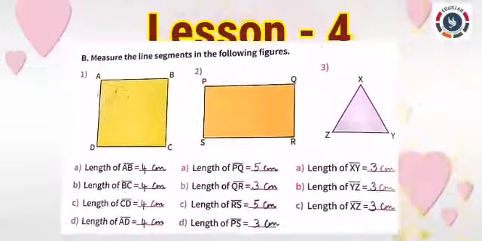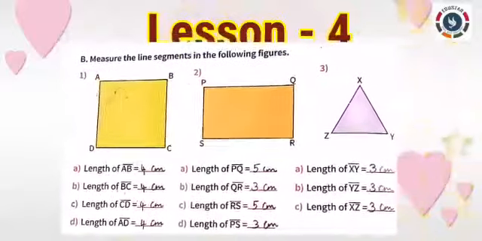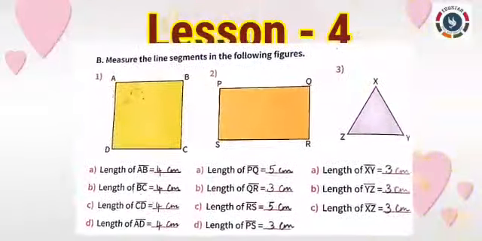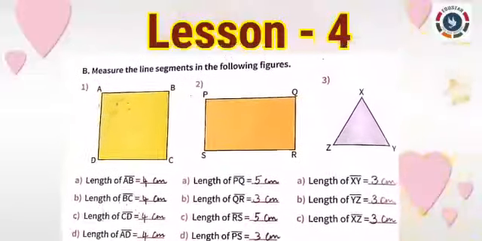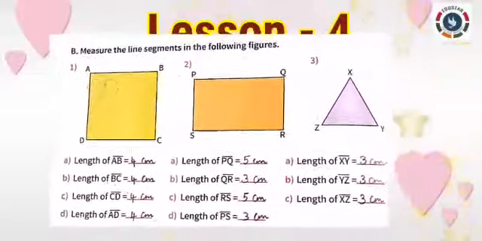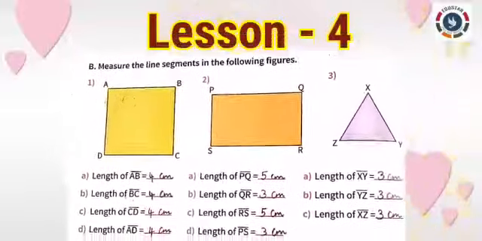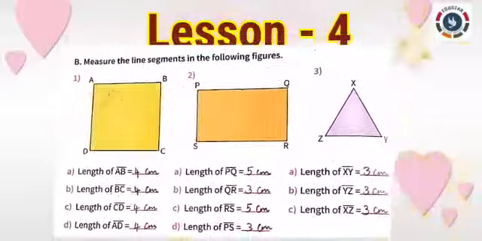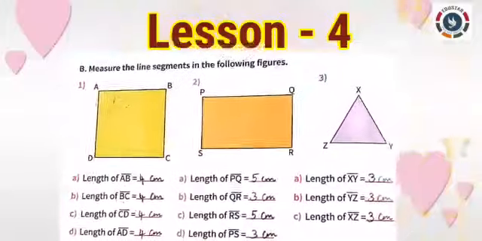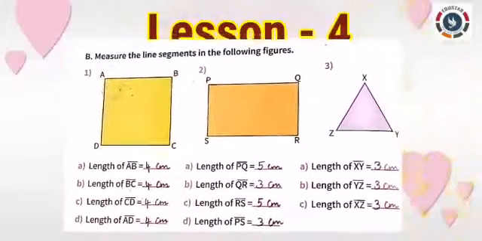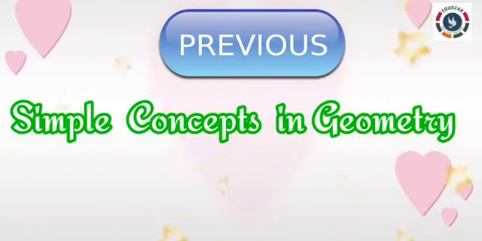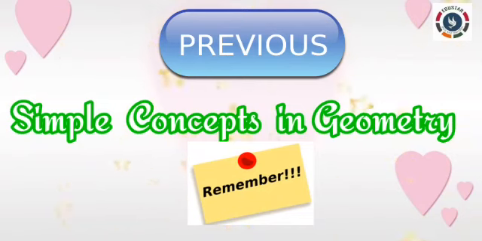Number 3. What is the figure? Yes, triangle. Length of line segment XY is equal to 3 cm. Length of line segment YZ is equal to 3 cm. Length of line segment XZ is equal to 3 cm. Did you measure all those line segments properly? Good. In the previous session, we discussed simple concepts in geometry, right? Do you remember that? Okay, let's recap.